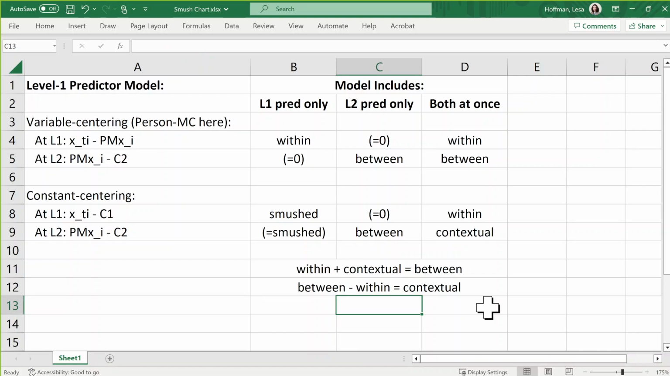Now the difference in interpretation. Between and contextual are both level 2 effects of the person mean. The difference is that the between effect is not controlling for the actual value of the level 1 predictor, whereas the contextual effect is.